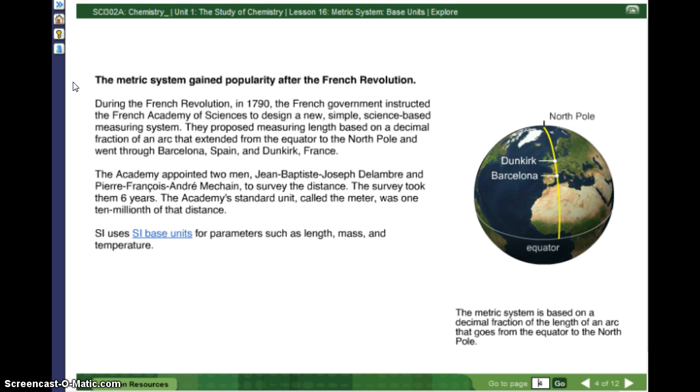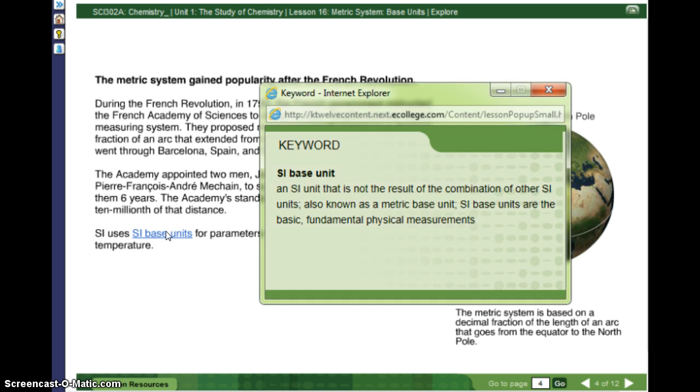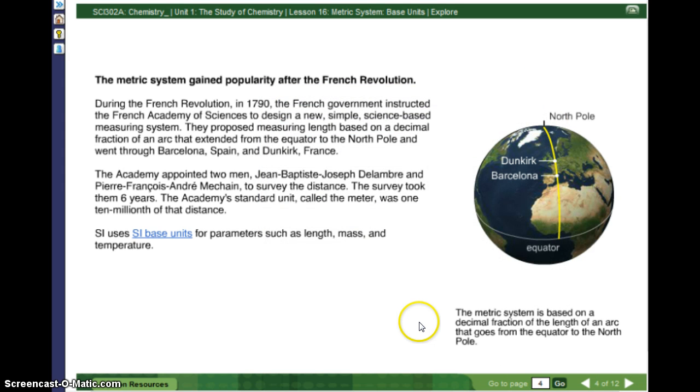Okay, so the meter isn't a random amount. They actually used the Earth to come up with the meter. So SI uses SI base units for parameters such as length, mass, and temperature. An SI unit that is not the result of a combination of other SI units is called a base unit. Also known as the metric base unit, SI base units are the basic fundamental physics measurements. The metric system is based on a decimal fraction of the length of an arc that goes from the equator to the North Pole.